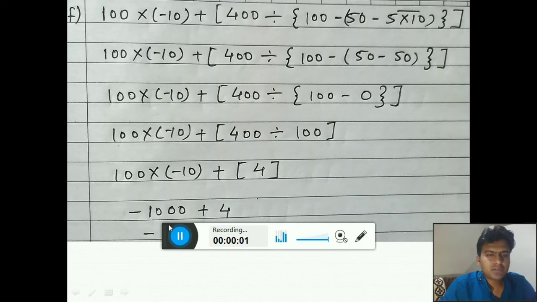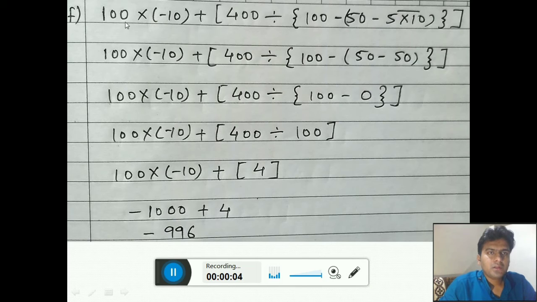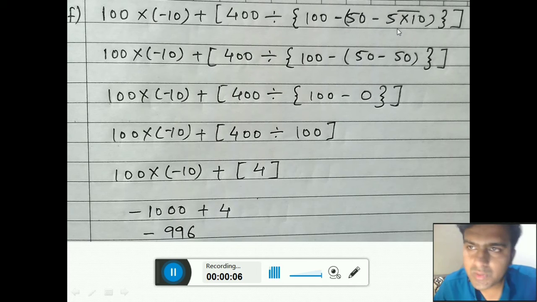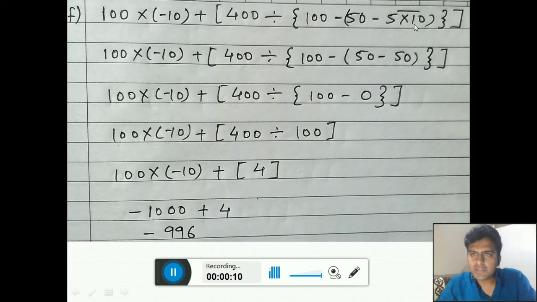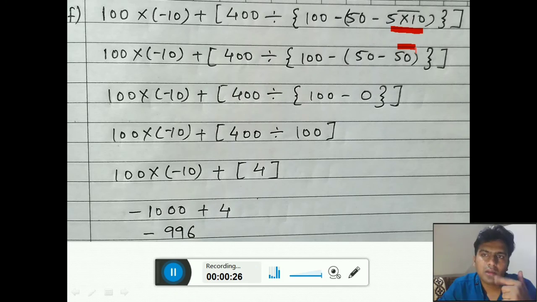Now the last question of this exercise. Look at the question. Here also we will search for the bracket. The first bracket we have to solve is the line bracket. So here is the line bracket. We will solve this bracket. What we have to do is multiply 5 with 10. So 5 into 10 equals what? 50. Now the line is gone from here. Don't write the line over the 50. So 5 into 10 equals 50.